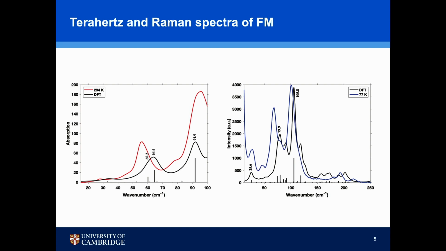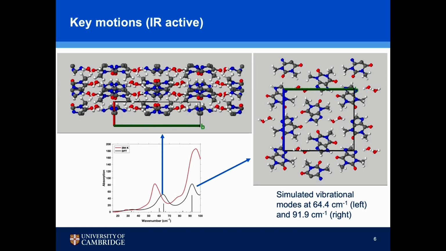And on the right side, we show the experimental Raman spectrum of FM at 77K, and also our calculated spectrum, and you can see it's matched very well as well. So with our simulated result, we can now see what is actually happening at each peak. The first one is showing on the top, and the second, 95 wave numbers, is showing on the right side here. You can see these are all Terahertz active, in other words, IR active modes. They basically reflect the motions of water molecules.